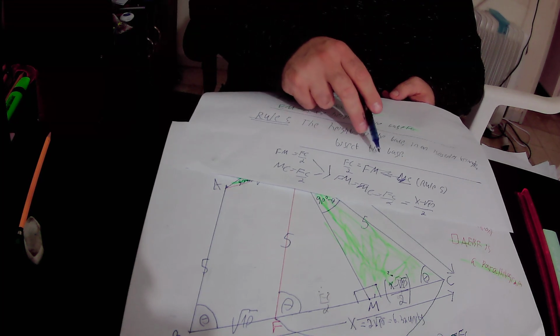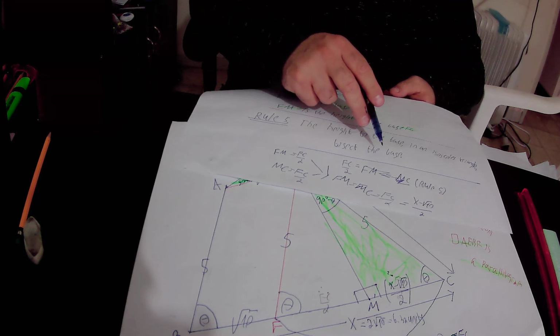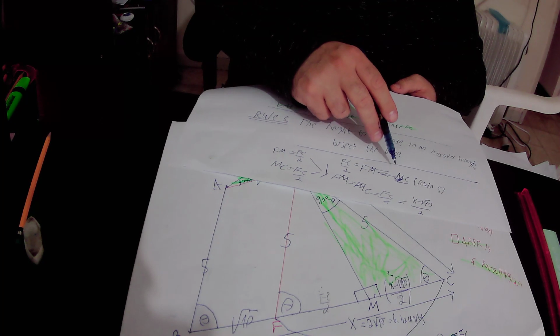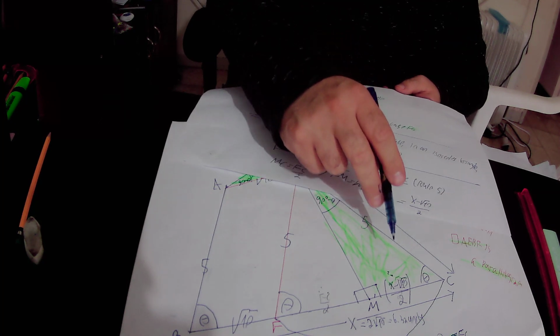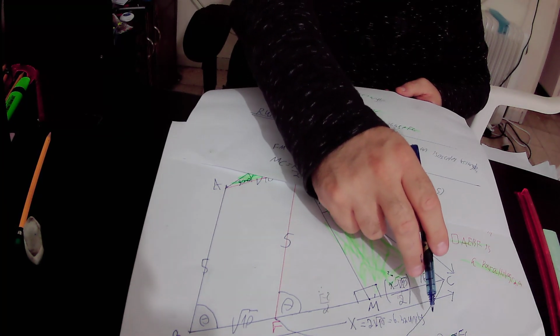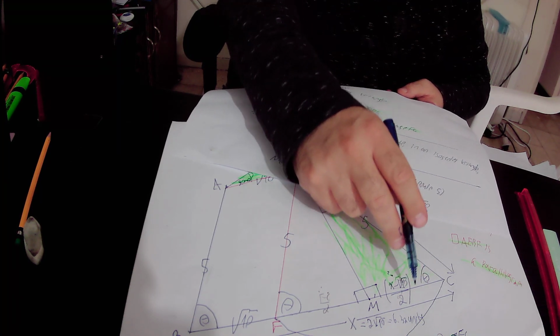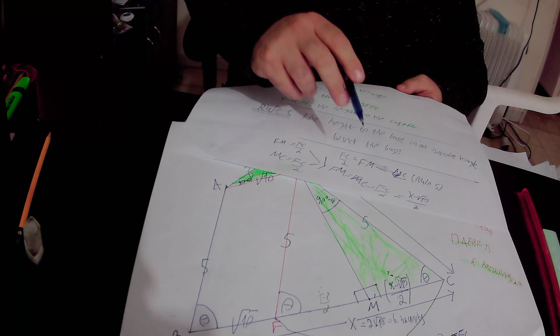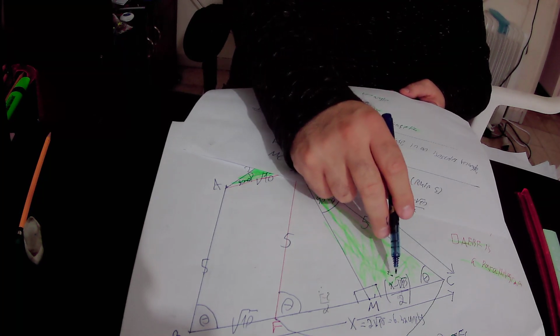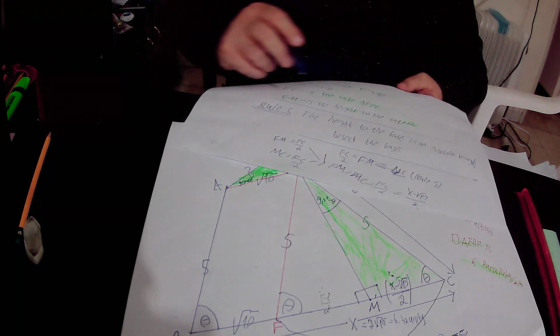So each part equals Fc over 2. It means that Mc equals Fc over 2. Fc is x minus square root of 10. Therefore, Fc over 2 equals x minus square root of 10 over 2. In conclusion, Mc equals x minus square root of 10 over 2.